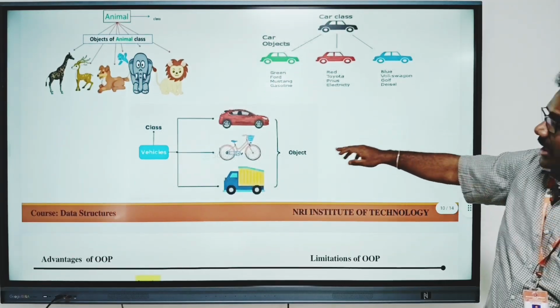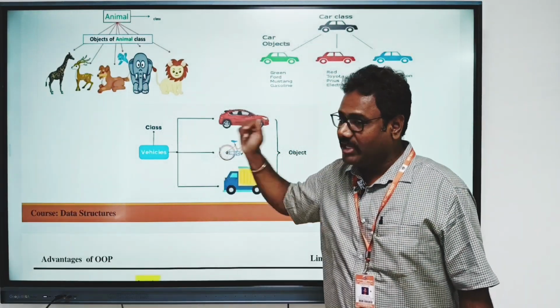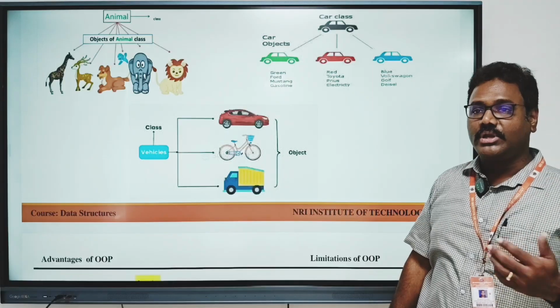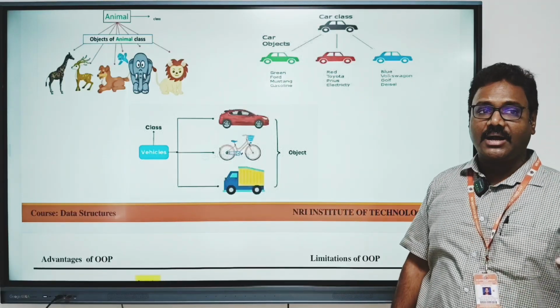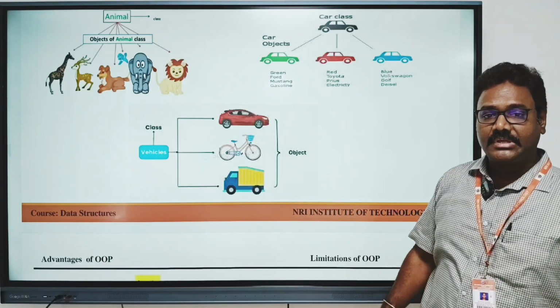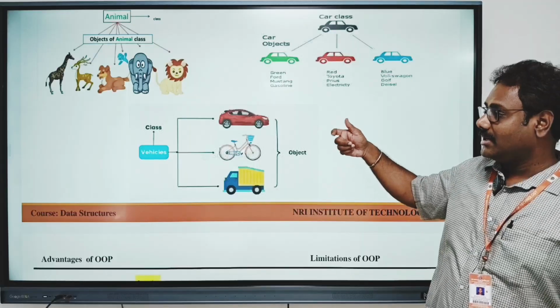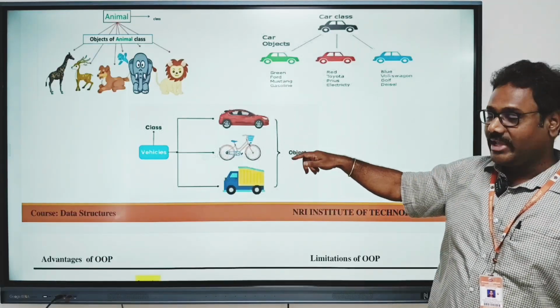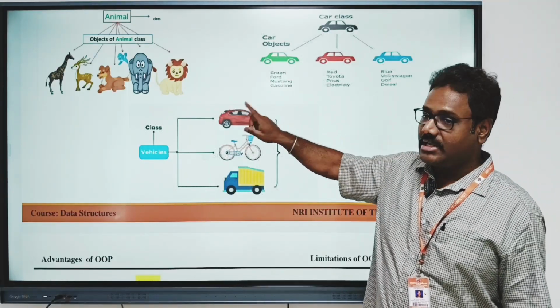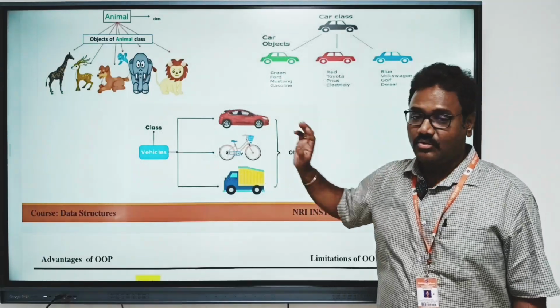And then another example, vehicle is a general class. Under vehicle you can have any type of vehicle. It may be a car, it may be a cycle, it may be a bicycle, it may be a truck, and so on. All are considered as vehicles. So each type of vehicle is one object under the class vehicle.